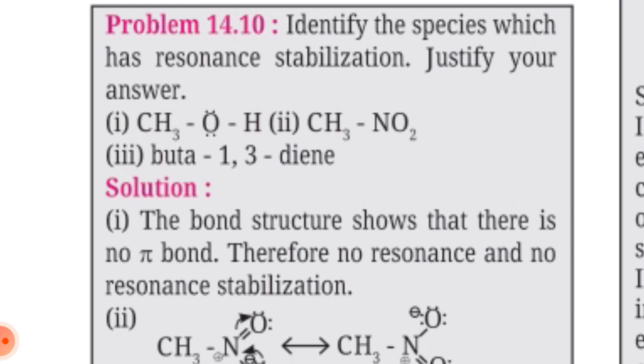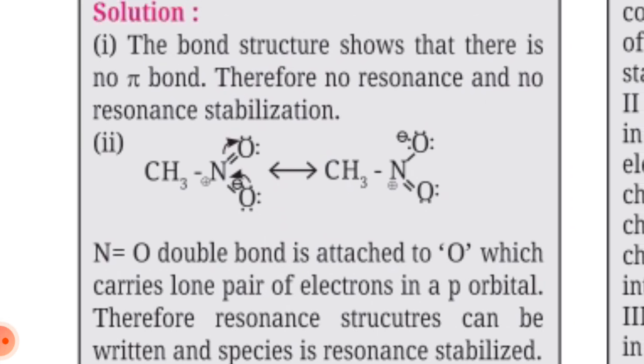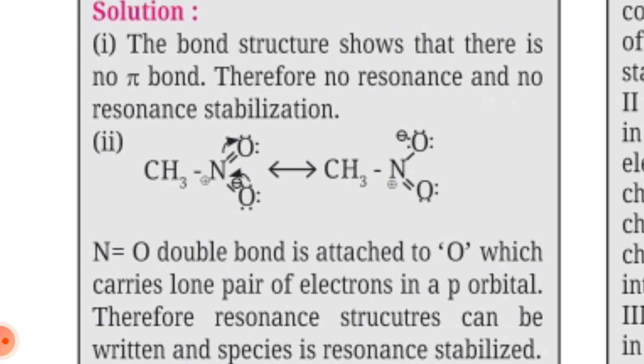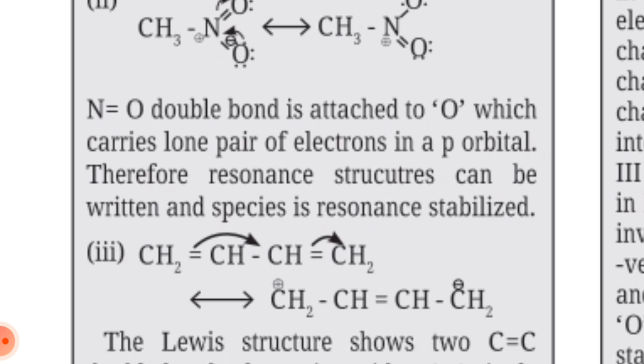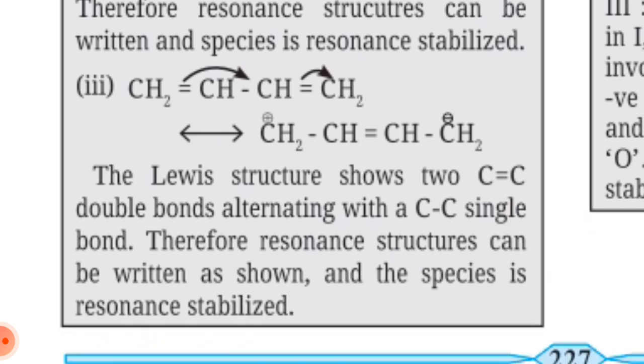Problem 14.10. Identify the species which has resonance stabilization. Justify your answer. Solutions. The bond structure shows that there is no pi bond, therefore no resonance and no resonance stabilization. For CH3-N=O, the double bond is attached to O⁻ which carries a lone pair of electrons in a p orbital. Therefore, resonance structures can be written and the species is resonance stabilized.